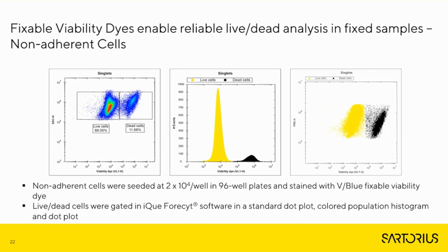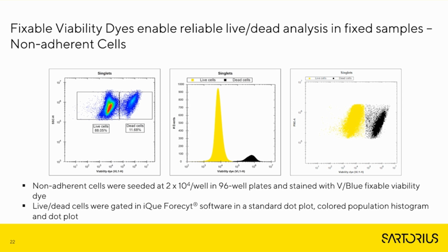So let's take a look at the fixable viability dyes and how they enable reliable live-dead analysis in fixed samples. This particular example is in non-adherent cells. These cells were seeded at 2 × 10⁴ cells per well in a 96 well plate, and then they were stained with the V-Blue fixable viability dye. Live and dead cells were gated in the iQue Foresight software, as you can see in a standard dot plot on the left-hand side here.